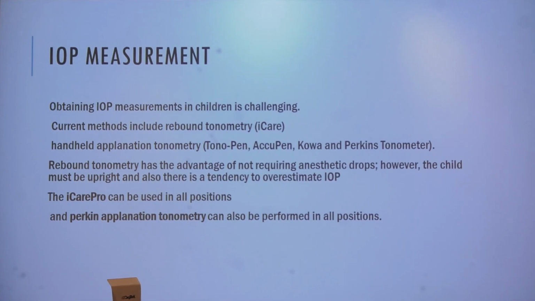Current methods include rebound tonometry, Icare, and the handheld Perkins tonometer. These are the common practice. Rebound tonometry has the advantage of not requiring anesthetic drops. However, the child must be upright, and there is also a tendency to overestimate IOP. Icare Pro can be used in all positions, and Perkins is a standard that can be used in all positions.